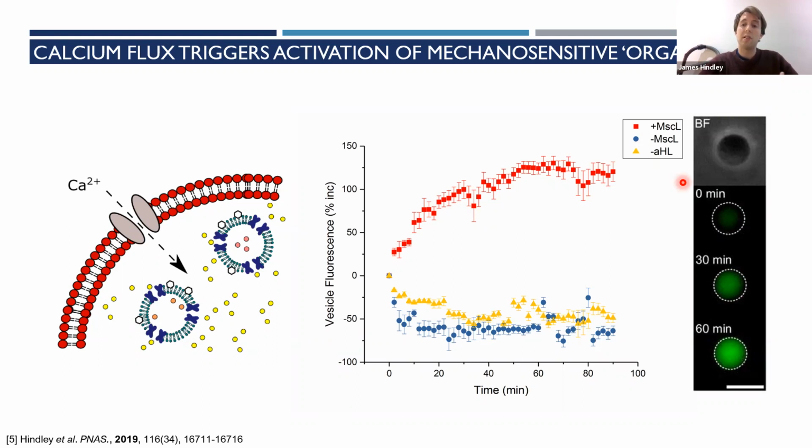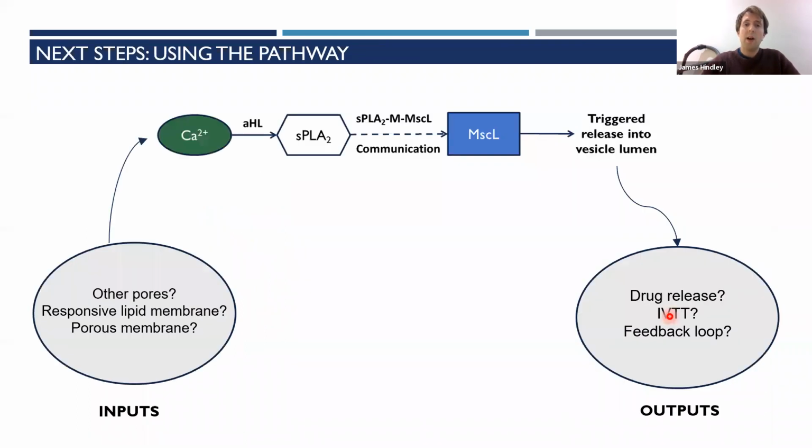I should say this is a dilution of calcein in the GV lumen. So as the calcein dilutes, fluorescence increases, and we see this when we have both membrane proteins present. If we remove either of these, in yellow or blue, we see no pathway activation. And so this was a fantastic proof of concept. But what we're really interested in doing now is utilizing this as the core of a signaling pathway that we can operate and use in different applications.